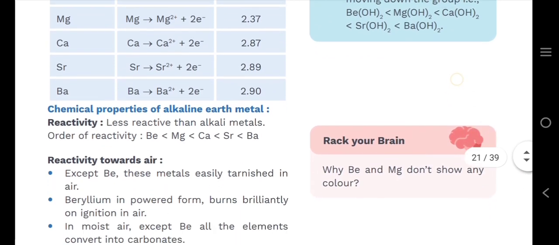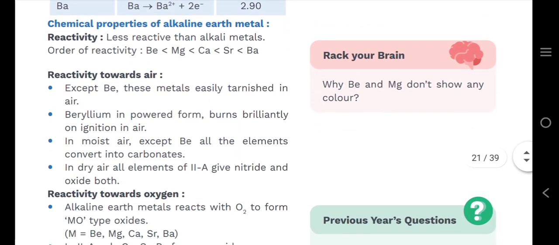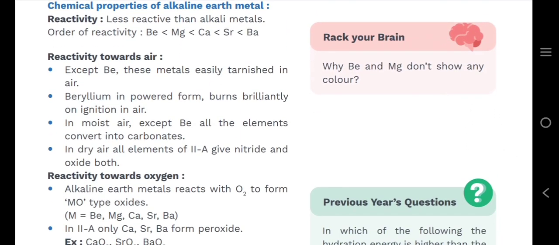Now we will discuss the chemical properties of alkaline earth metals. Reactivity. They are less reactive than alkali metals. Order of reactivity: Be is least reactive and Ba is most reactive.